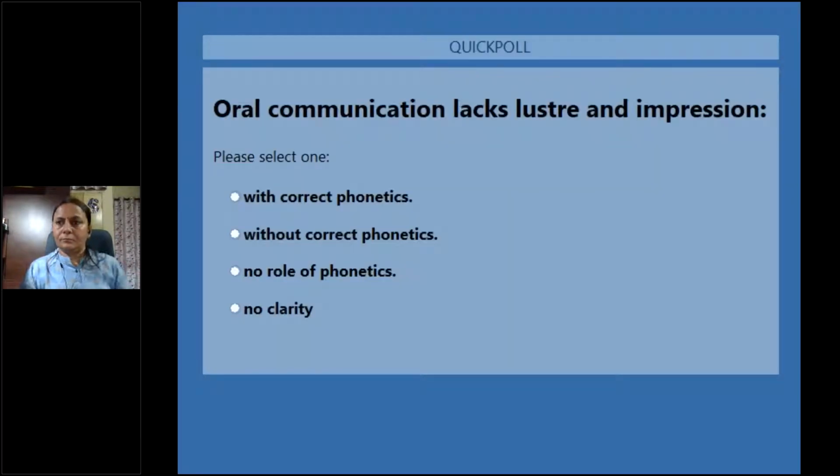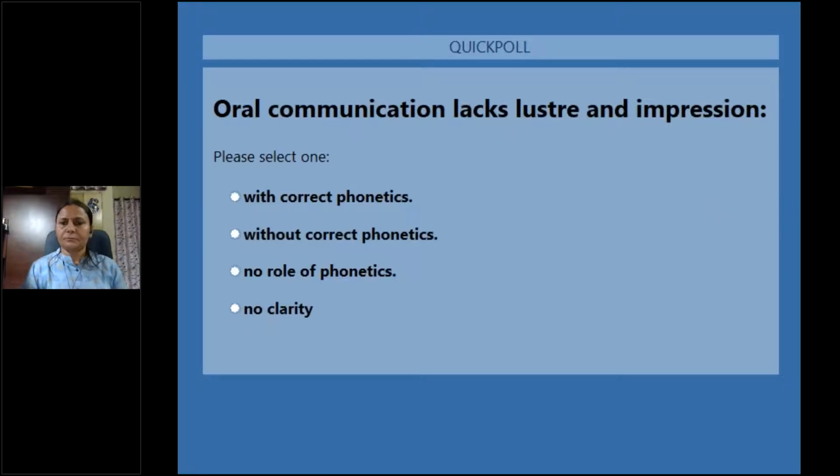So would you like me, madam, to launch the poll now? Yes, sir. So I have launched the poll. I would request everyone to kindly vote. We can wait up to 1 minute. Voting is slow today. I don't know the reason, but maybe it will speed up. Okay, it has taken some speed. I request all of you to kindly vote.